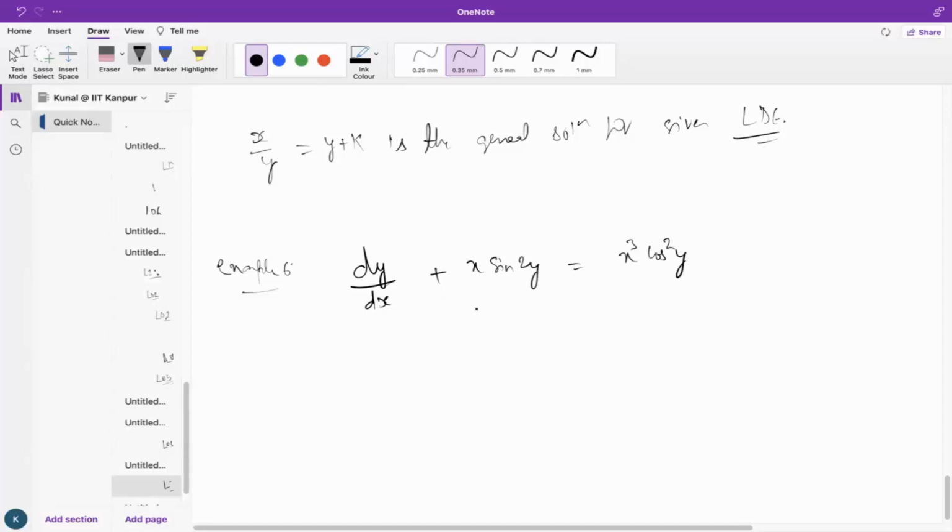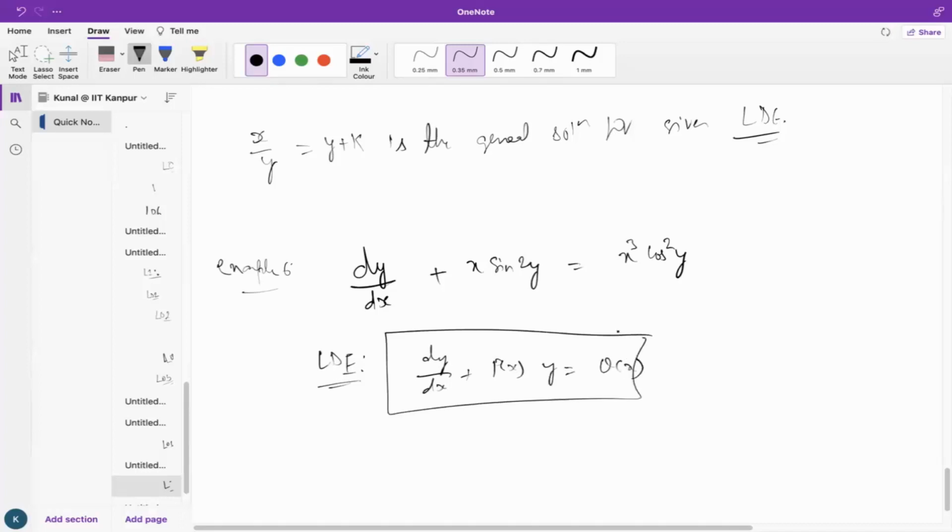Okay, so look here, this is actually not the linear differential equation form. Why? Because our LDE form is dy by dx plus P as a function of x into y is equal to Q as a function of x. But here it is not written like that, there is no independent y like that, and there is sin 2y written here.